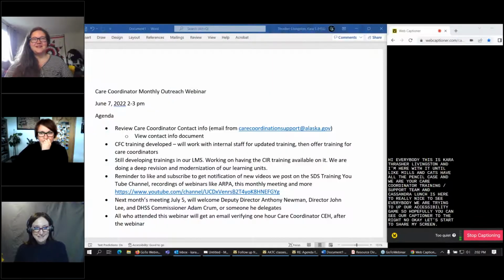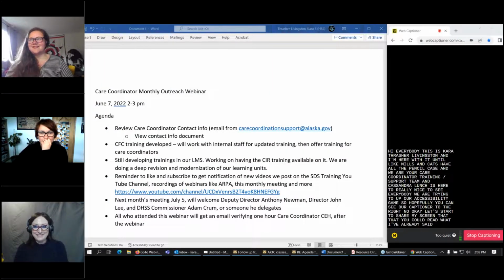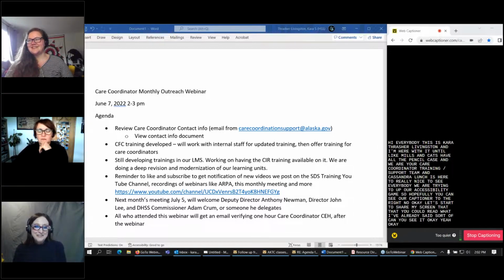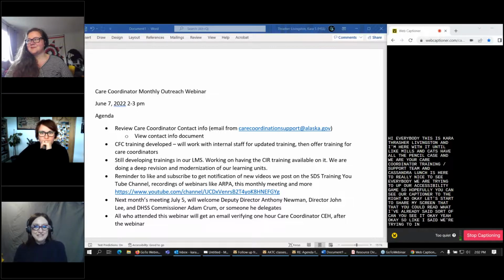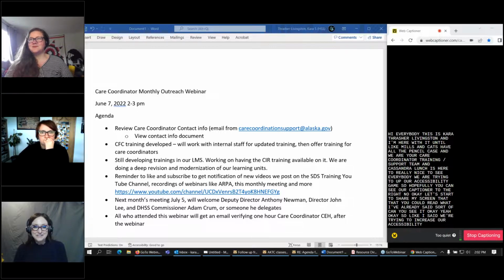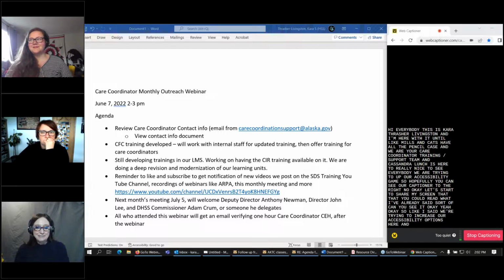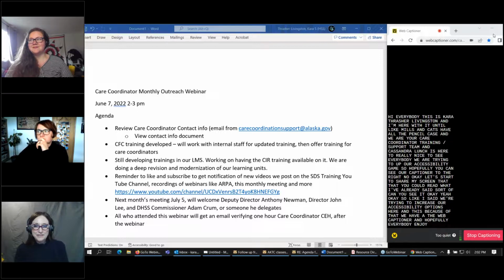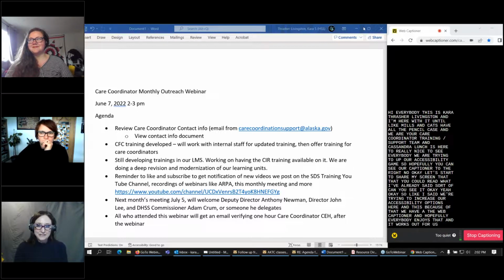We are trying to up our accessibility game. So hopefully you can see our captioner to the right. No? Not yet. Can you share your screen? Let me start to share my screen. Now you can read what I've already said, sort of. Can you see it okay? Yes. Okay. So like I said, we're trying to increase our accessibility options here, and because of that, we have a web captioner. And hopefully everybody enjoys that and it works out for us as we progress in our meeting here.